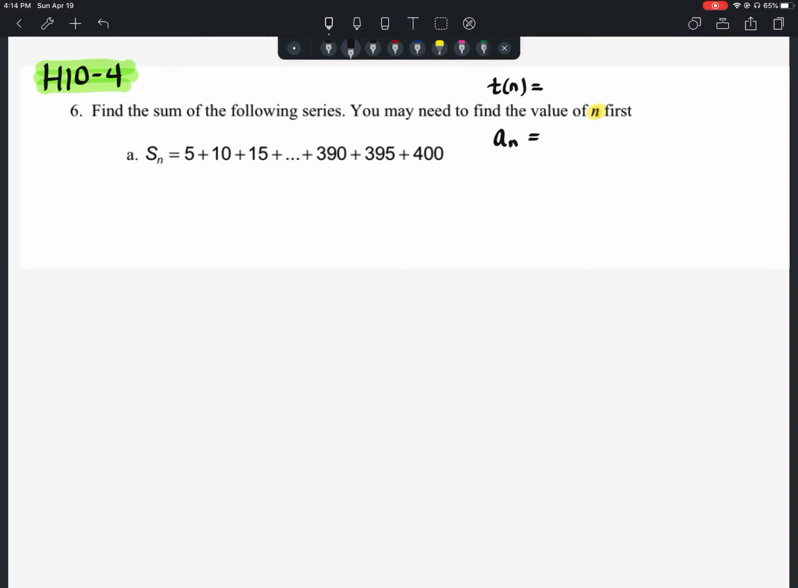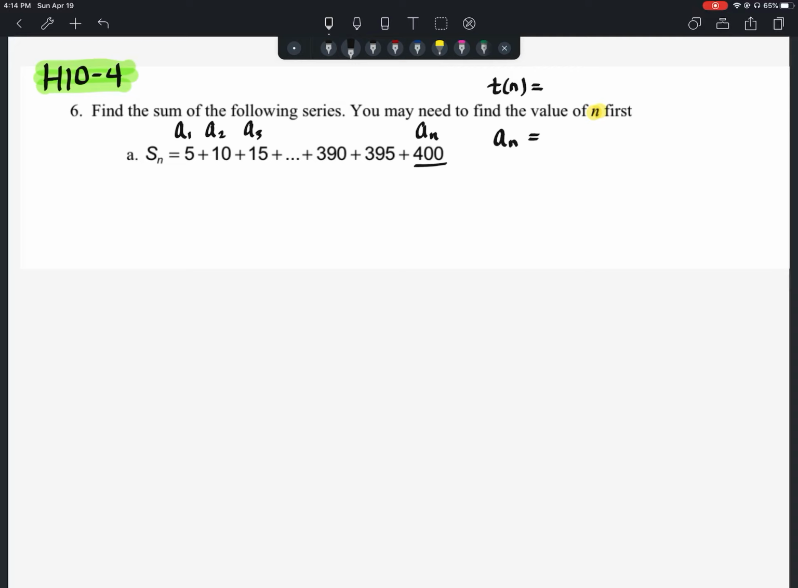Okay, so if we look at this here, we know that we're trying to figure out what term number 400 is. We know that 5 is the first term, 10 is the second term, the third term, but we don't know what 400 is at the end. So this is our a sub n term. And we can actually even name these: a sub 1, a sub 2, a sub 3, where a sub 3 just means the third term.